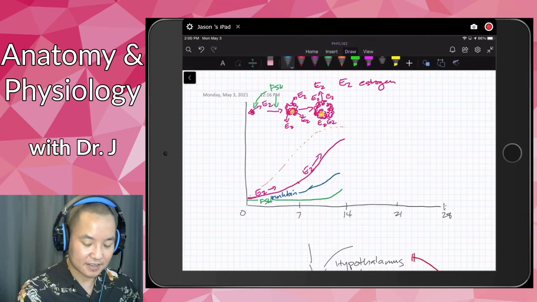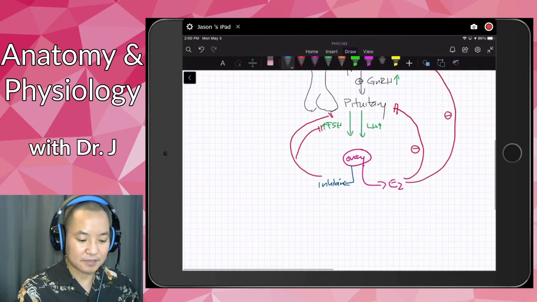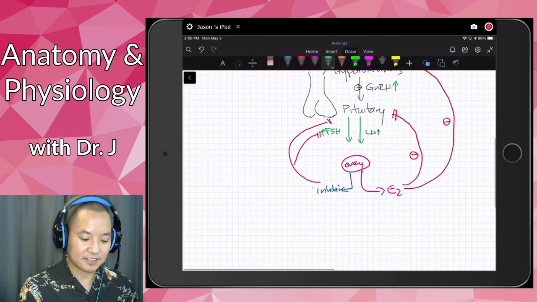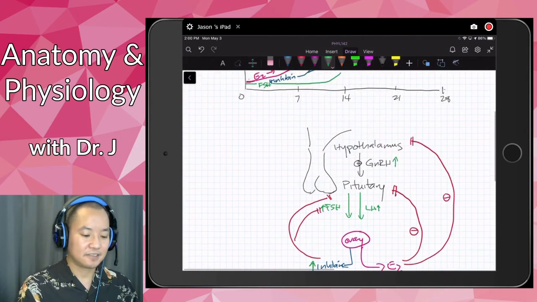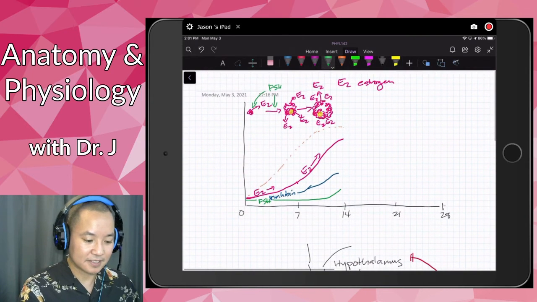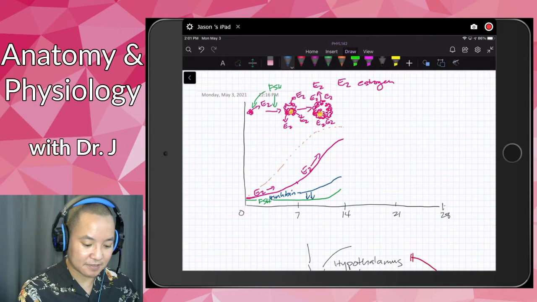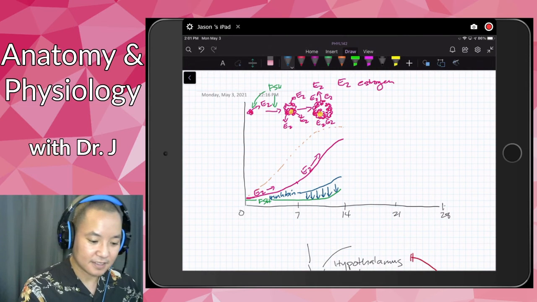And why is that? Well, inhibin is going to increase. The funny thing is, if you're stimulating the ovaries with FSH and LH, you're also going to increase inhibin. So inhibin will also increase as the follicles develop. So remember, inhibin is keeping FSH down. It's kind of suppressing that pituitary axis.